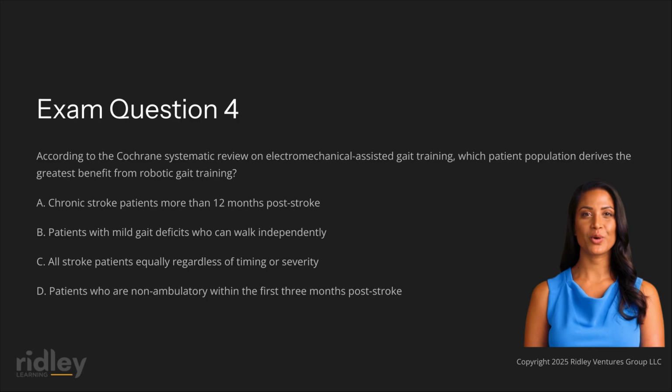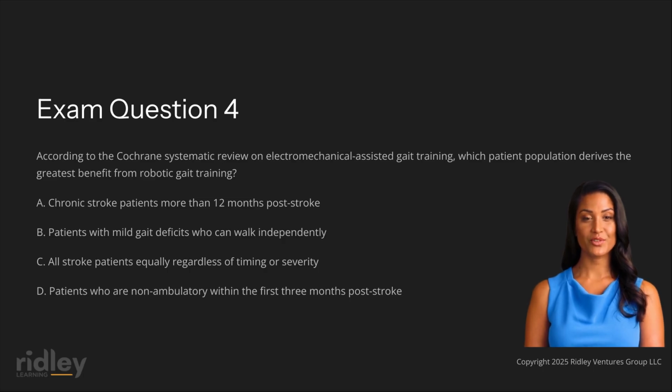Question 4. According to the Cochrane Systematic Review on Electromechanical Assisted Gait Training, which patient population derives the greatest benefit from robotic gait training? The correct answer is D, patients who are non-ambulatory within the first 3 months post-stroke. Rationale: the Cochrane Systematic Review represents the highest level of synthesized evidence on robotic gait training effectiveness. While robotic-assisted gait training combined with conventional physiotherapy increased the odds of achieving independent ambulation overall, subgroup analyses revealed that benefits were concentrated among specific patient populations.